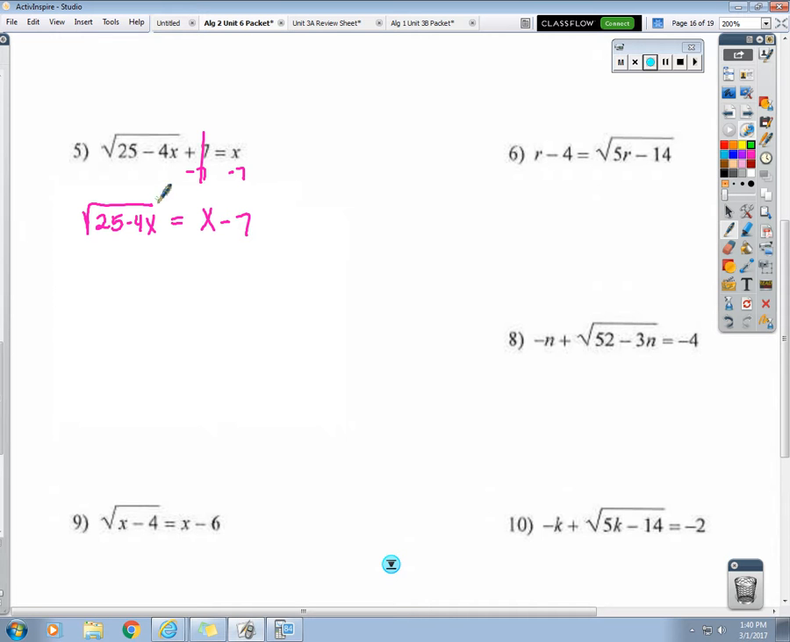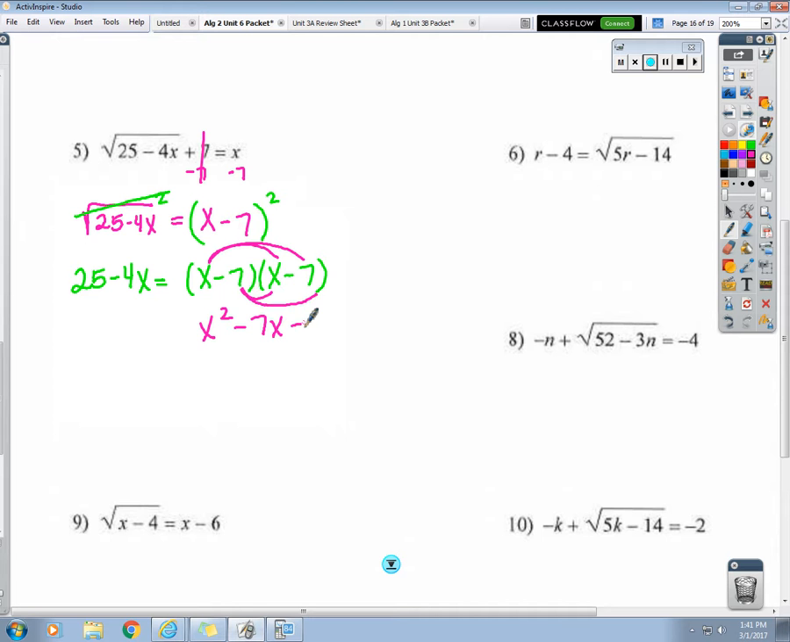Square it to get rid of the square root, and then I square this side, but since there's more than one thing, you put it in parentheses to show that you're squaring it all. So now I have 25 minus 4x equals x minus 7 squared, which literally means x minus 7 times x minus 7. And now what can I do with that? FOIL it. X times x is x squared. X times negative 7 is negative 7x. Then you have to distribute this negative 7 times both. Negative 7 times x is negative 7x, and negative 7 times negative 7 is positive 49. And then on this side, we haven't done anything yet.